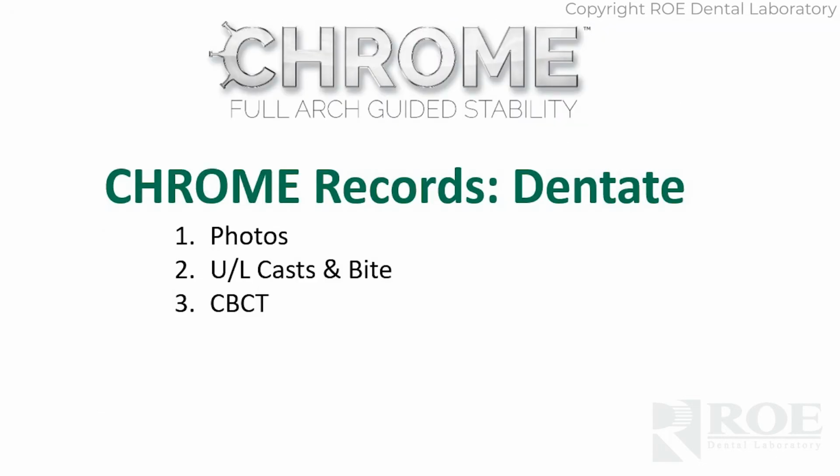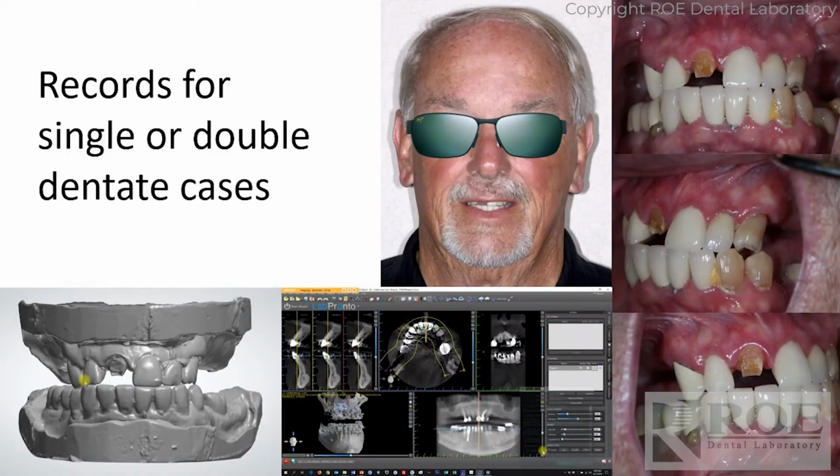So let's go into the Chrome records for a dentate case. The records are very straightforward. They're general dentistry. They're photographs, upper and lower cast with a bite or digital impressions. About half our cases now are digital impressions, and a CT scan with the teeth apart. So at a glance, you'd say, well, that's pretty simple. Why is it 7 out of 10? Well, let's go through why.